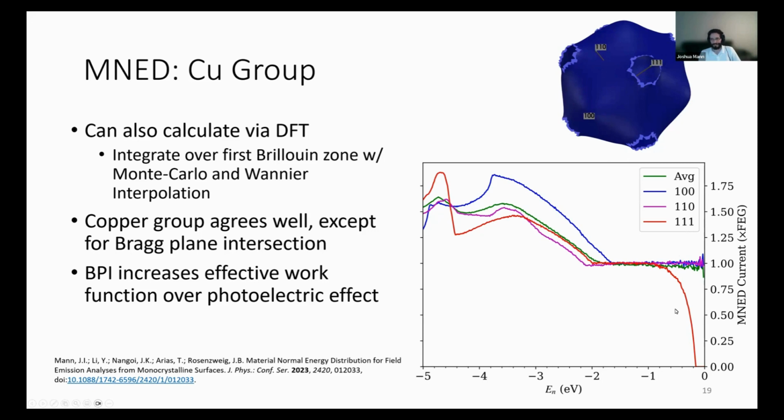And in the 111 direction, there's something really weird going on, and that's due to this Bragg plane intersection. That's another solid state physics term, but the gist is that if we have something weird like this, we'll have to take other things into account. In this case, it turns out that this increases the effective work function for field emission by a very small amount, probably not super detectable, especially considering various experiments trying to measure work function will give you different results. But this exists, and it's quite interesting. We're hoping to see if other materials will have this as well.